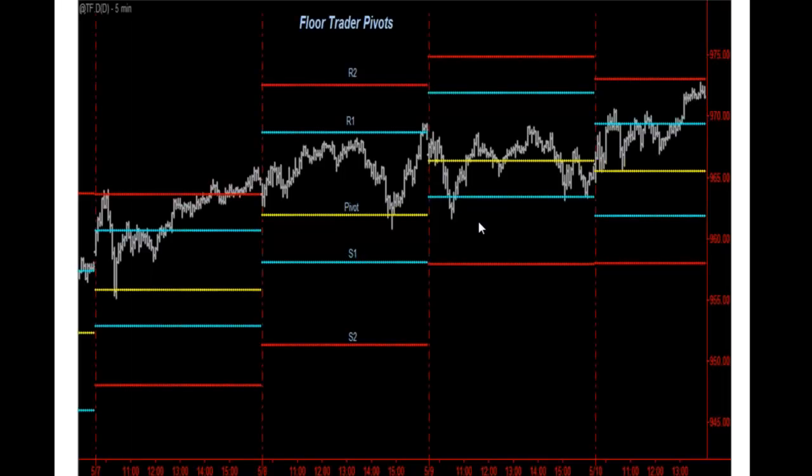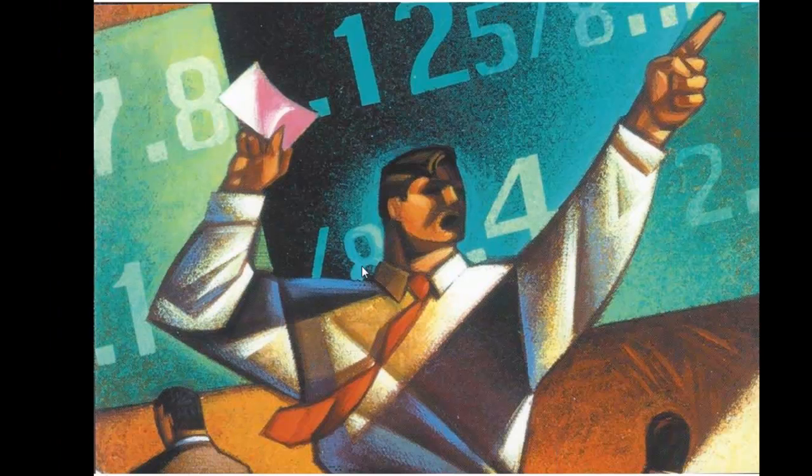So we talk about the floor traders pivots. You just saw these, and this is what they look like. Do you know where the floor traders pivots came from originally? Well, back in the old days, the traders didn't have computers. They didn't have a lot of stuff except just a sheet of paper and a pencil. They needed to put it in perspective as to where we were compared to yesterday's range and so forth.